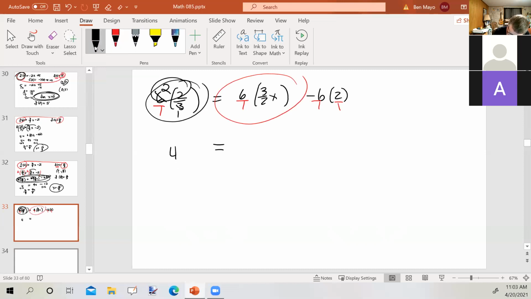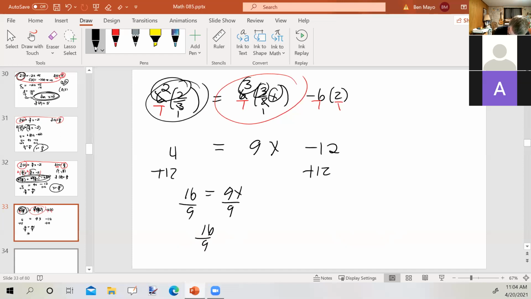Next product. I'm going to take 6/2 and reduce it to 3/1. So now I've got 3 times 3 is 9 times x is 9x over 1, or just 9x. And then minus 6 times 2 is minus 12. All right with that? Yeah. So then we'll add 12. 16 equals 9x. Divide by 9. 16/9 equals x.